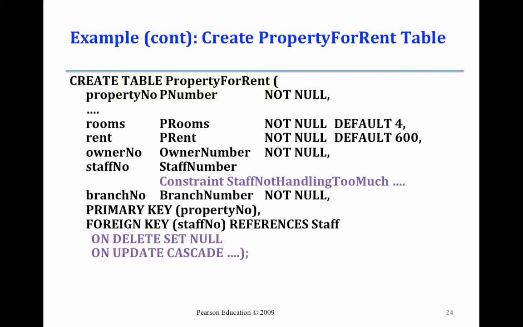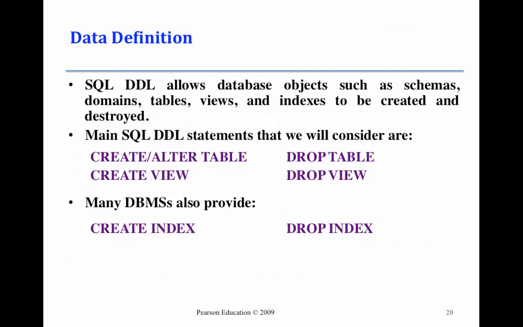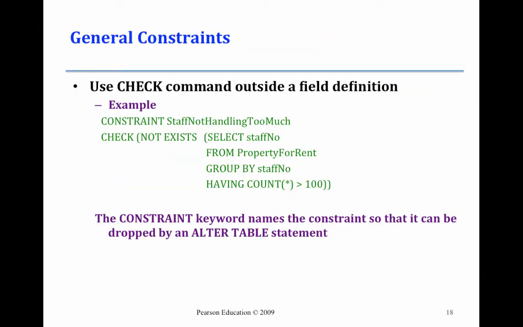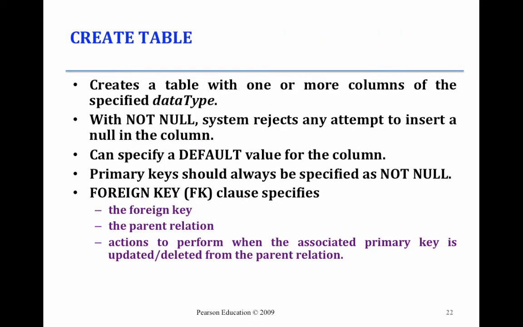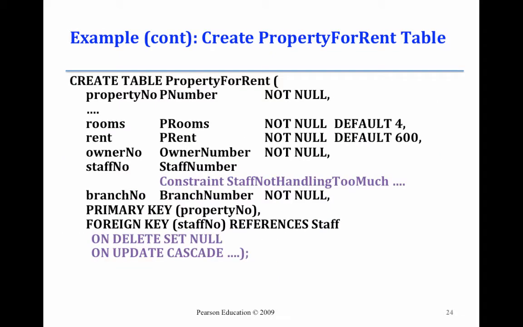However, we have also assigned to it a constraint called staff not handling too much. We showed you that at the end of last lecture. So there was a constraint where we didn't want any staff to handle more than 100 properties. So we're now using that constraint for staff number.